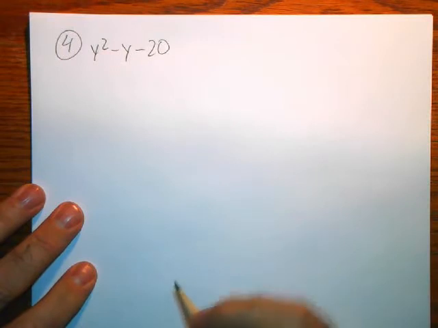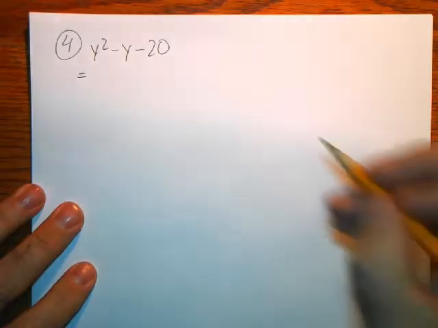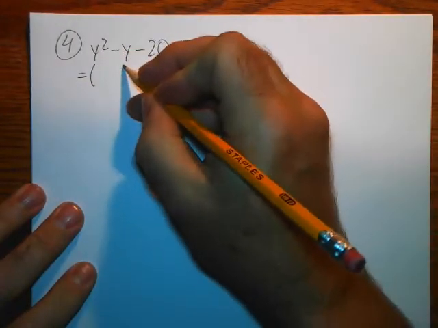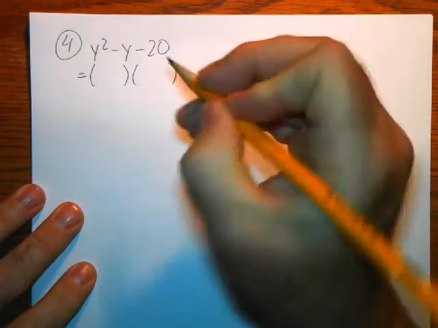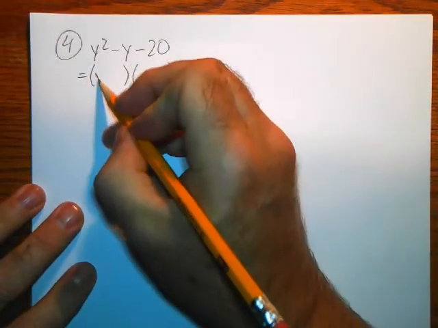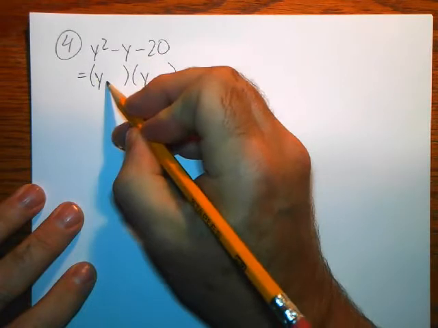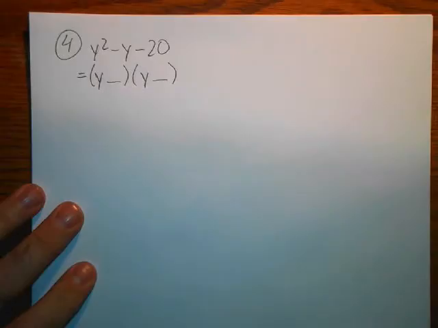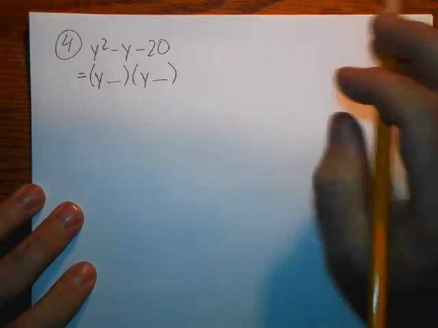Okay, so again, I want to feel good about my work even though I haven't done anything. I do know that if it does factor, it will factor into 2 binomials, and both of them should start with a y, and then there'll be 2 numbers here. It's really no different than having an x squared and an x here. Just remember to put your answer with the right variable.